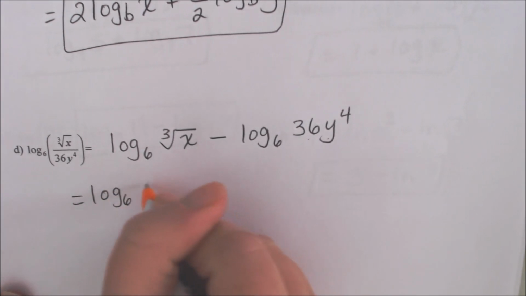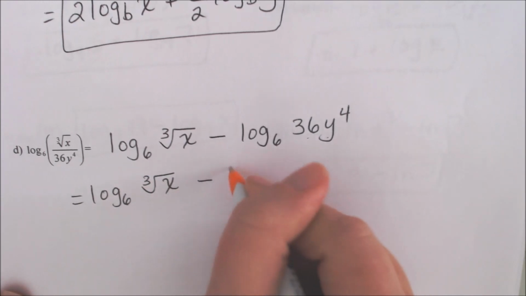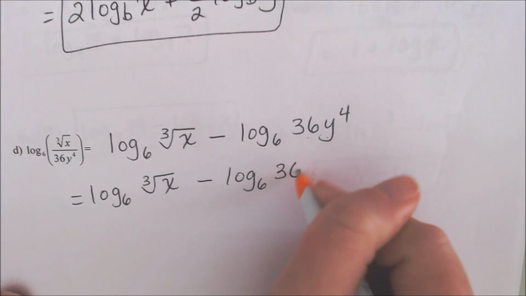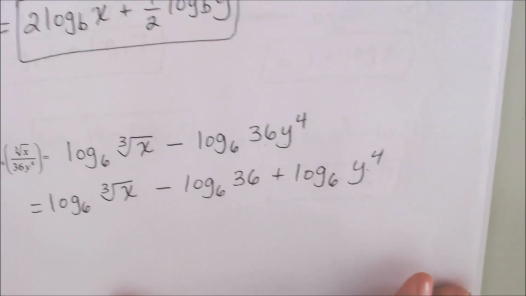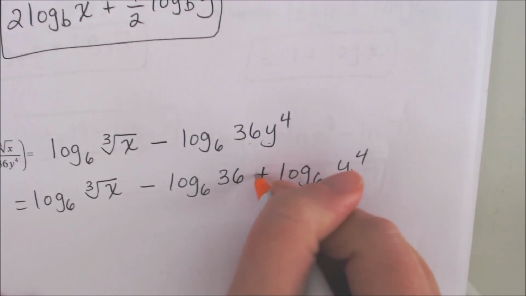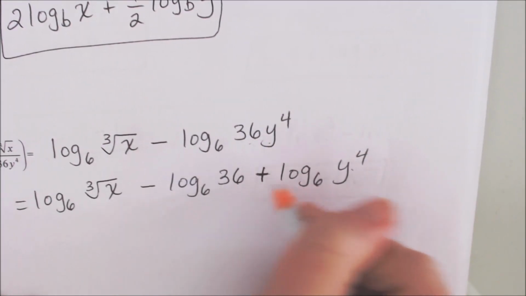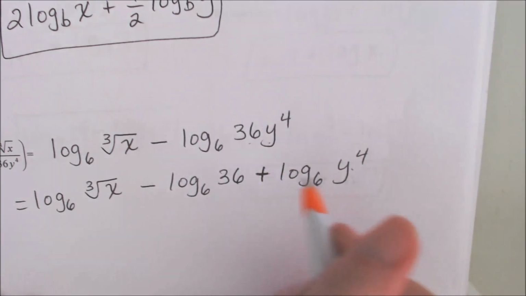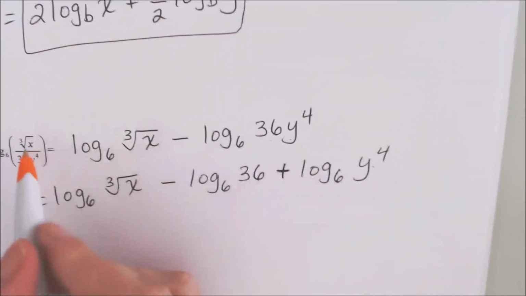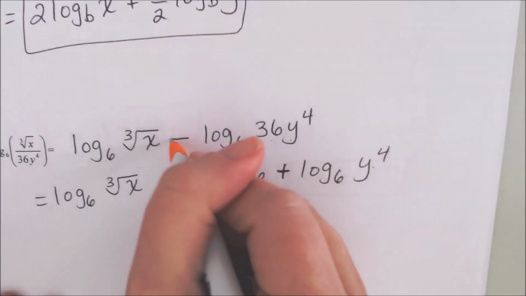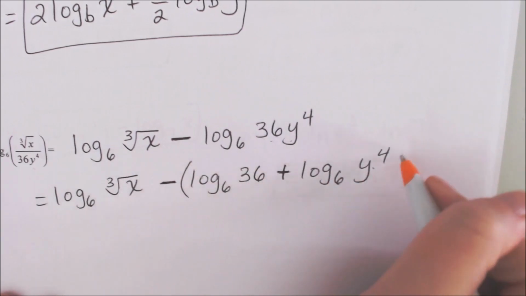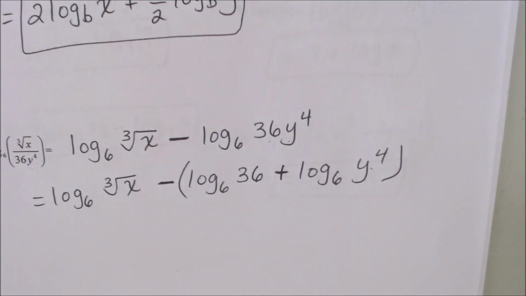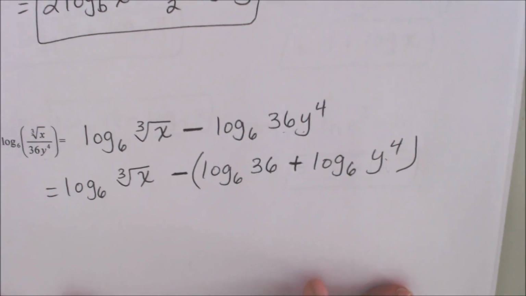We have log base 6 of the cube root of x minus log base 6 of 36 plus log base 6 of y to the 4th. And you have to be a little bit careful here. We changed the 36 and the y to the 4th into addition of 2 separate logs using the product rule. However, the 36 and the y to the 4th were originally in the denominator. So this minus sign, when we expand them, has to apply to both of these logs. So I'm going to put parentheses around it to make sure I remember to distribute that negative to both of those log terms. Next thing I would do is go ahead and get rid of that radical.